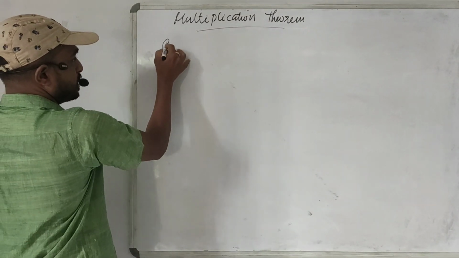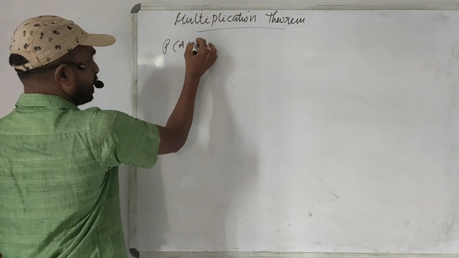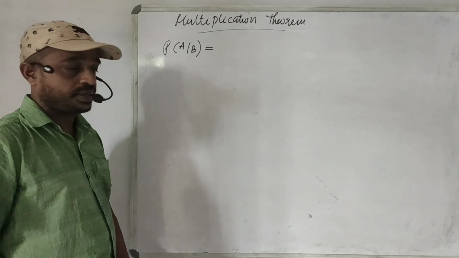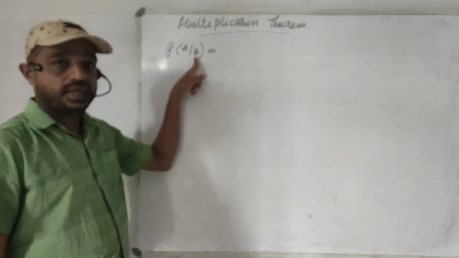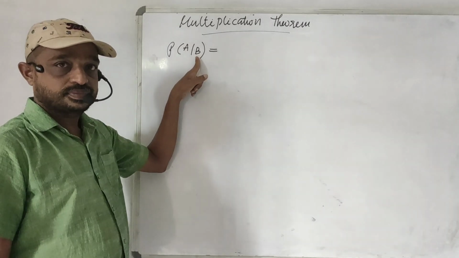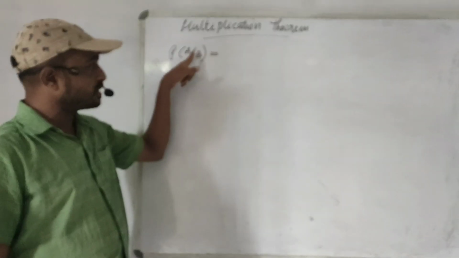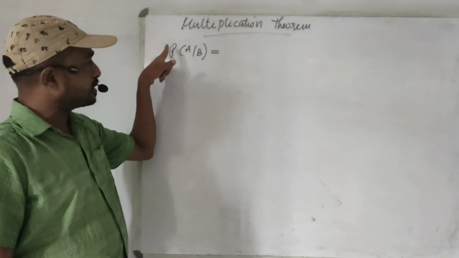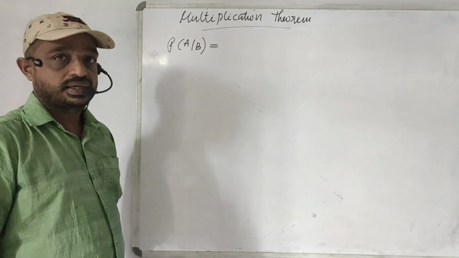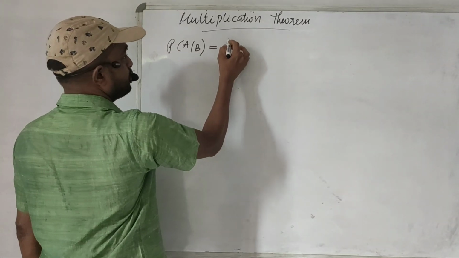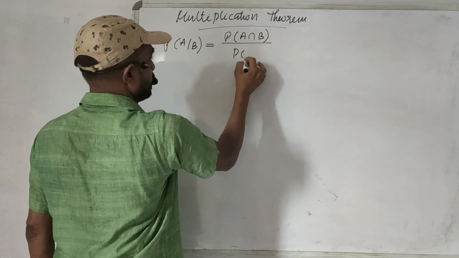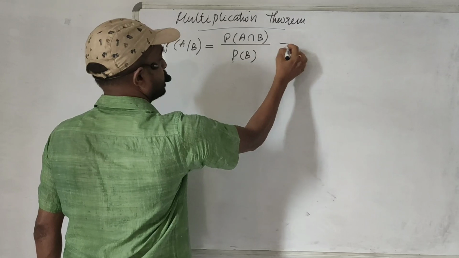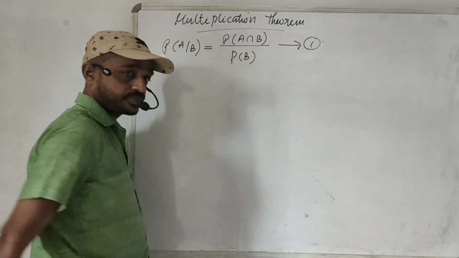In our last lecture we have seen what P of A given B is. P of A given B is the probability of happening the event A if the event B has already happened. So, clear? If the event B has already happened, then what is the probability of happening the event A? P of A given B is, as you know, P of A intersection B divided by P of B. Let it be equation number 1.